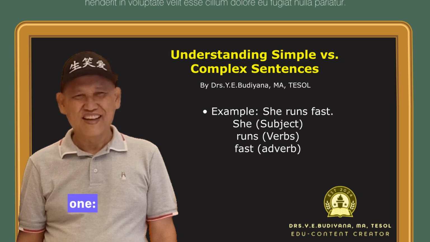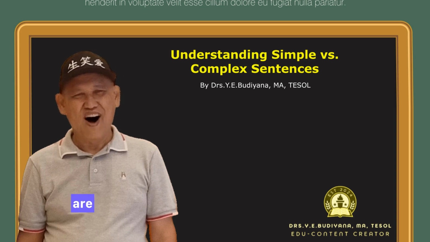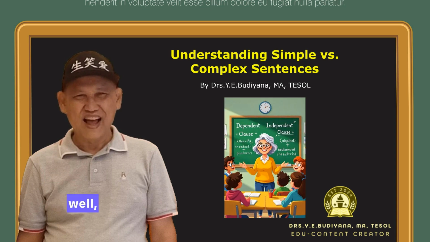Here's another one. She runs fast. One subject, one verb, one complete idea. Simple sentences are great for making quick, strong points. Now, let's level up to complex sentences. These are a bit more complex.